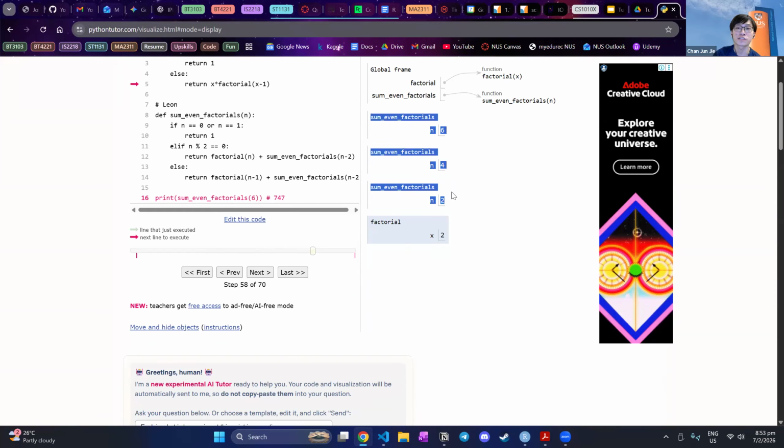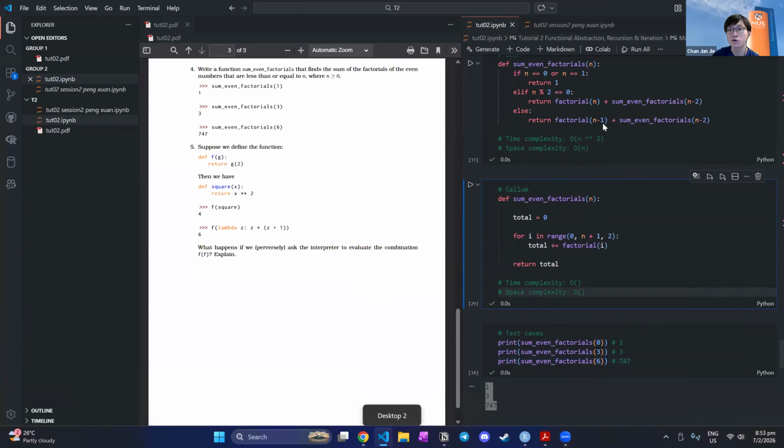Yeah, and notice you also need to keep track of n divided by 2 calls to some even factorials, but when you add it all together, it scales linearly together with 6, the input size. So that is why space complexity is O(n).